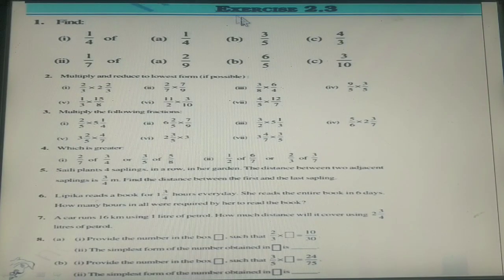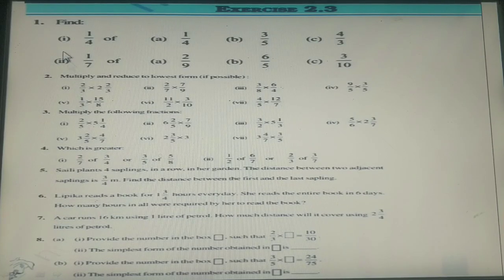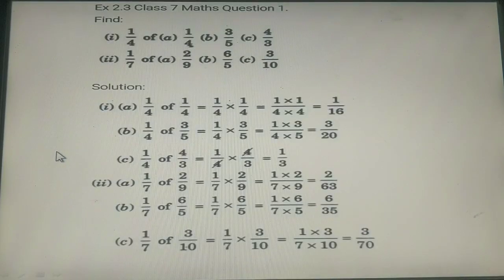This is exercise 2.3 of your NCERT, question number 1 to question number 8, out of which we will be discussing question number 1 to question number 4 in this video. This is exercise 2.3 of class 7th, question number 1 solution.